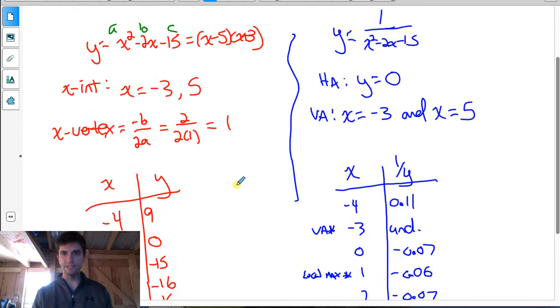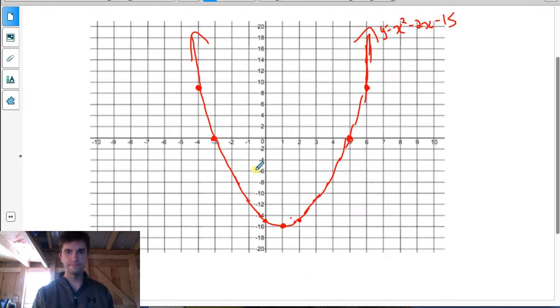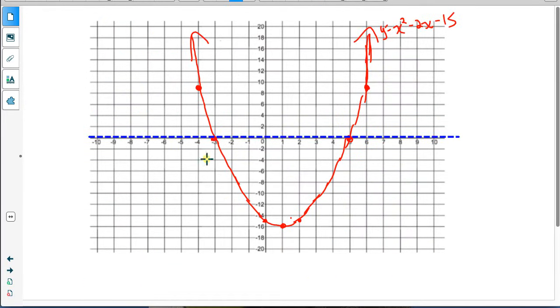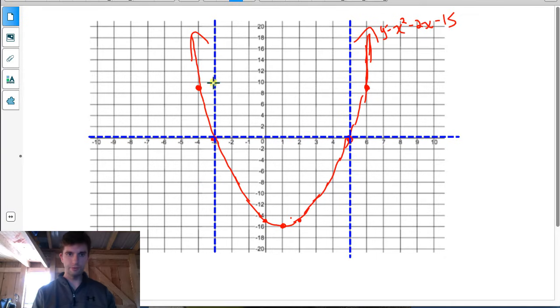So let's start by graphing its asymptotes, the horizontal at y equals 0 and the two vertical asymptotes. And notice those vertical asymptotes occur at the exact places where the quadratic function was equal to 0, because we're graphing its reciprocal. So it would make it 1 over 0, which is undefined. And this function is going to appear in three sections. It's going to appear here, here, and here.